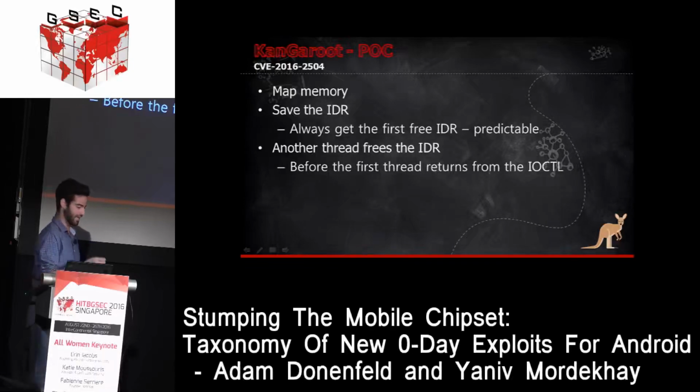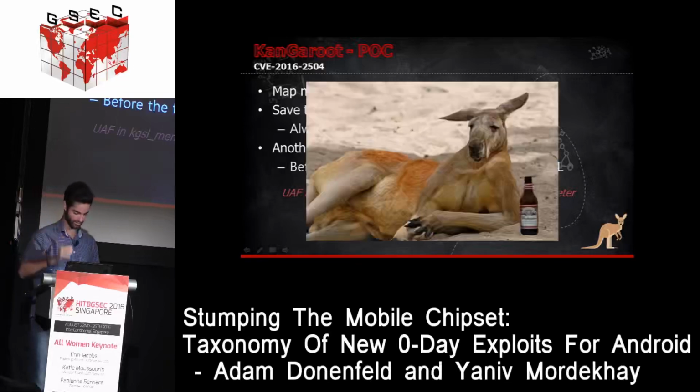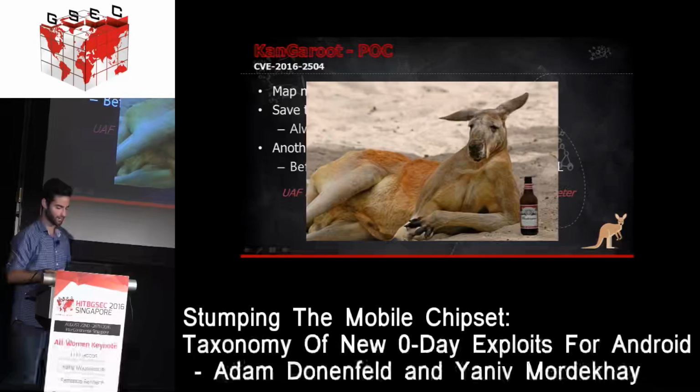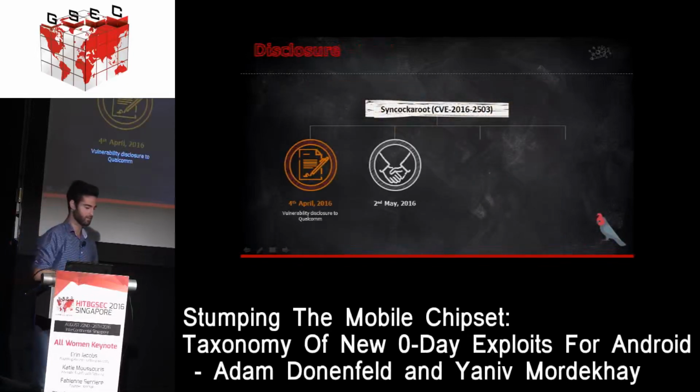then we are just asking to map more data, but at the same time, before the thread returns, we also ask to free this data, and thread A, the thread that allocates data, will use the freed data. So there is a use-after-free situation on the entry parameter in the function kgsl_mem_entry_attach_process. So that was Kangaroo. Now regarding the disclosure.